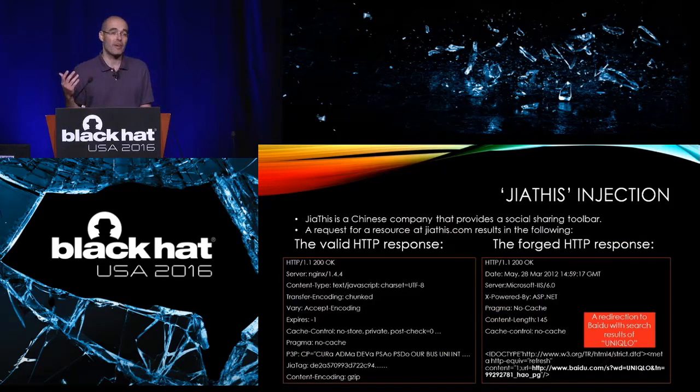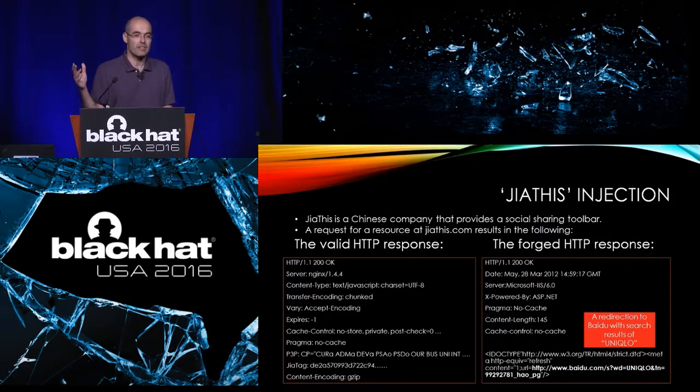Yet another example of an advertisement injection is for a user who browsed jihadist.com, which is a Chinese company that provides a social sharing toolbar. Again, on the left, the valid response, and on the right, the forged response. And this time, also a redirection, but using the HTTP meta tag refresh, which simply redirects the user to the URL you see down below. The user was redirected to Baidu.com, the Chinese search engine, with the search term Uniqlo, the fashion store. And here the user was served with all the search results for Uniqlo.